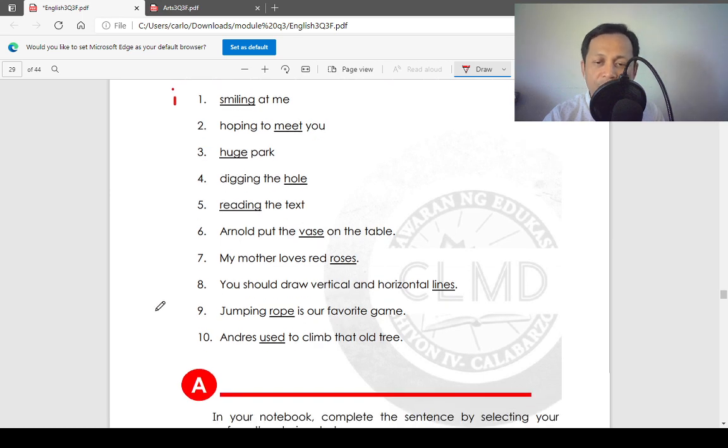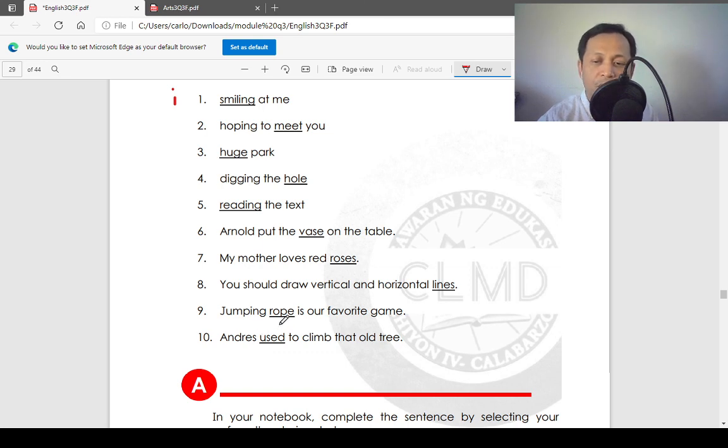Number 8, you should draw vertical and horizontal lines. The underlined word is lines. Again, you should draw vertical and horizontal lines.